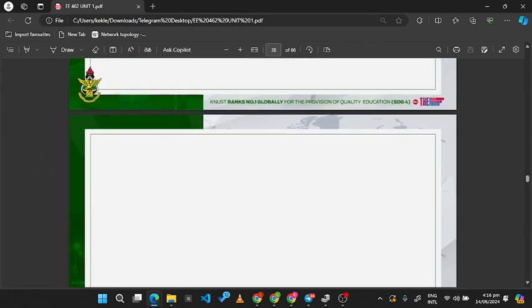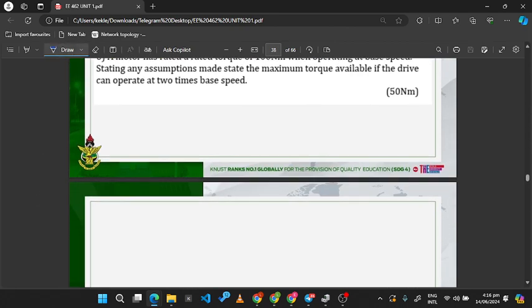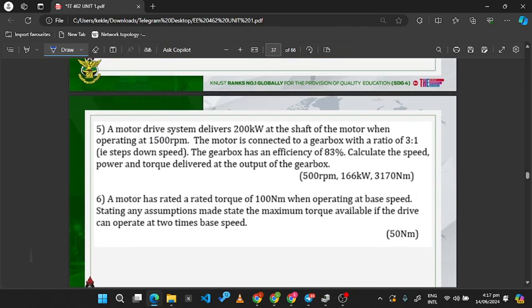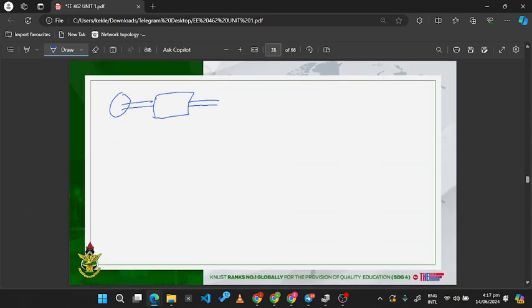Okay, so when you look at this, let's draw the system. We have a motor connected to a gearbox, then connected to the load. Let's call this the load.